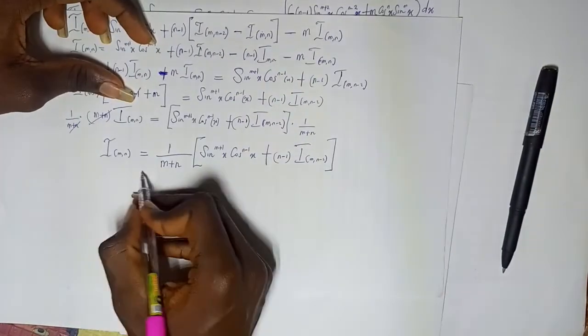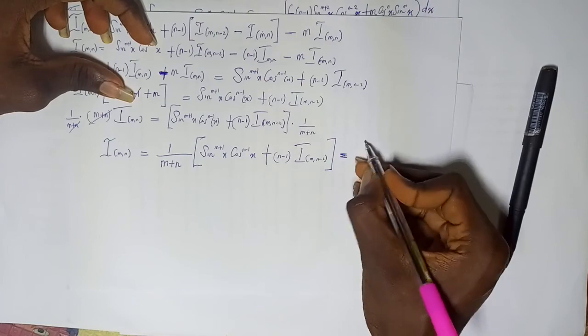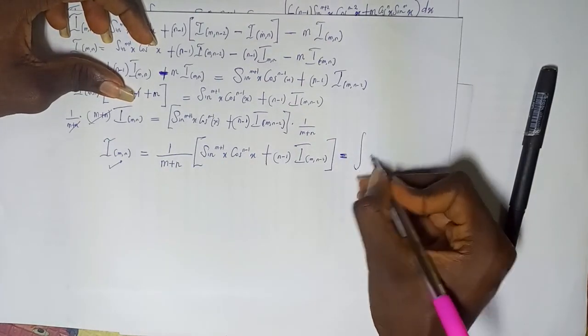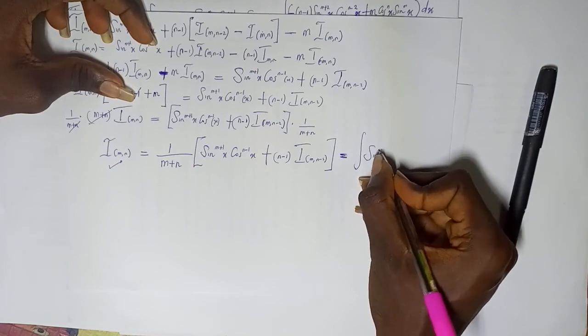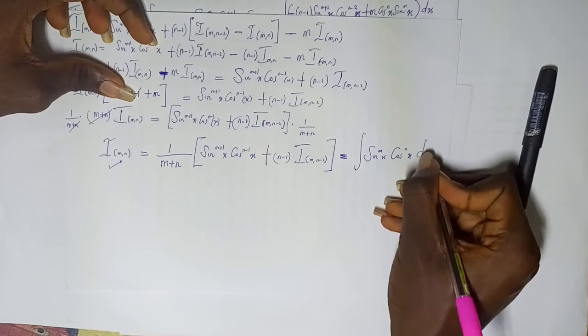And then remember that this is equivalent to the question given to us. And this is an assumption. An assumption made for what? Integral of sine mx then cos nx dx.